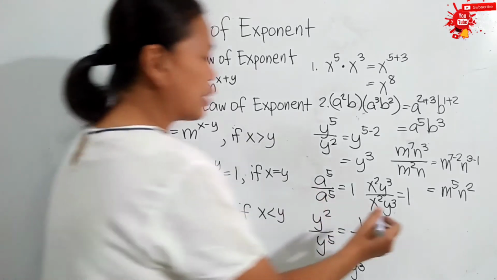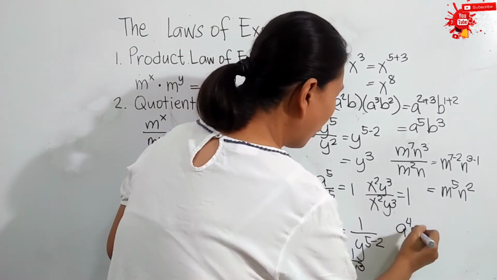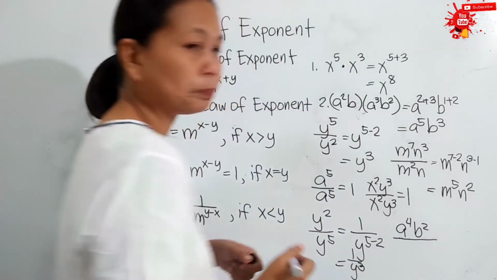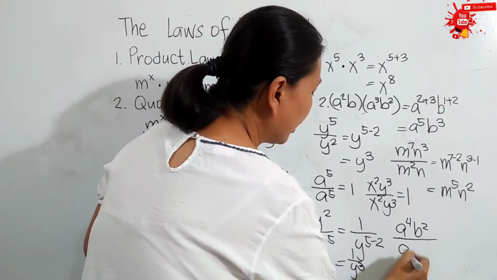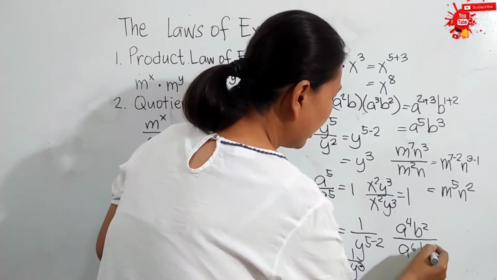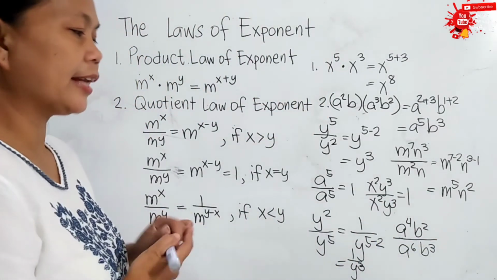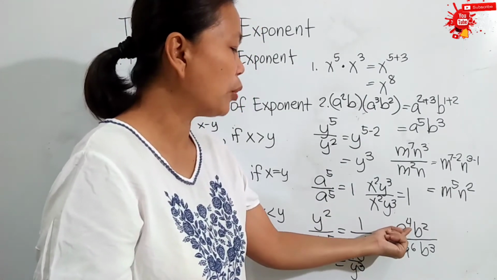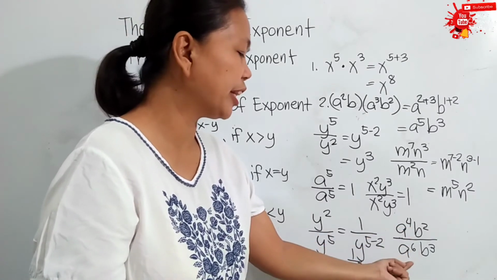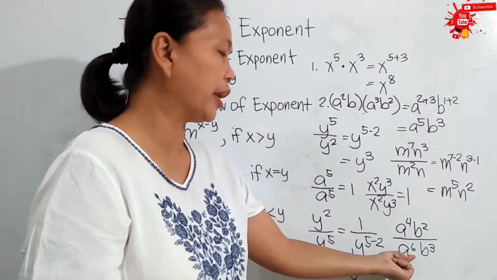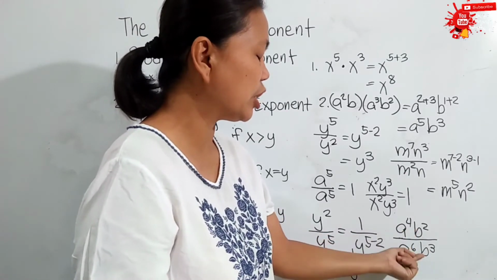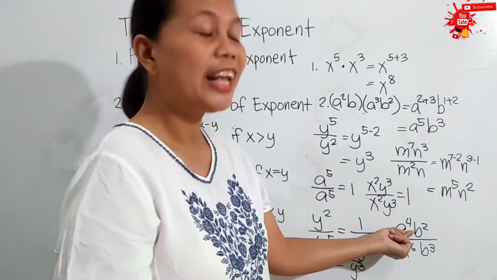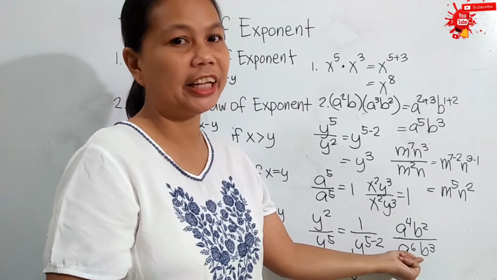So we have here, let's say, a to the 4th b squared over a to the 6th b cubed. So we have here an example. If you notice, we have the same base, which is a. Then the exponent of a in the numerator is smaller than the exponent of a in the denominator. And we also have the same base, which is b. And the exponent of b in the numerator is less than the exponent of b in the denominator.